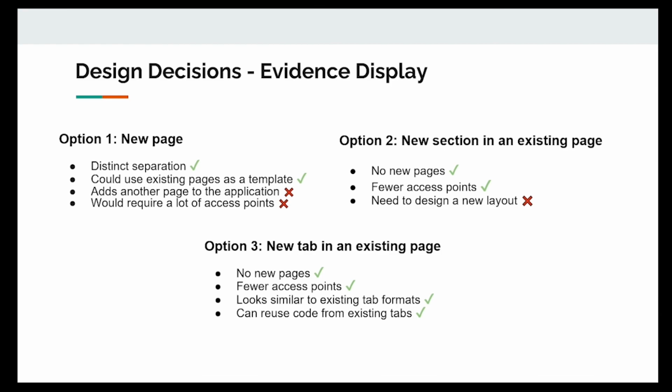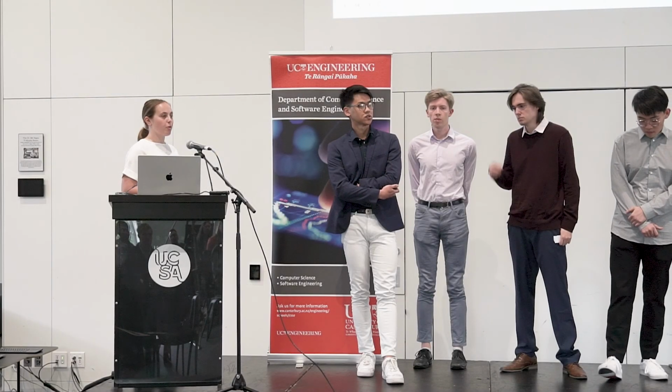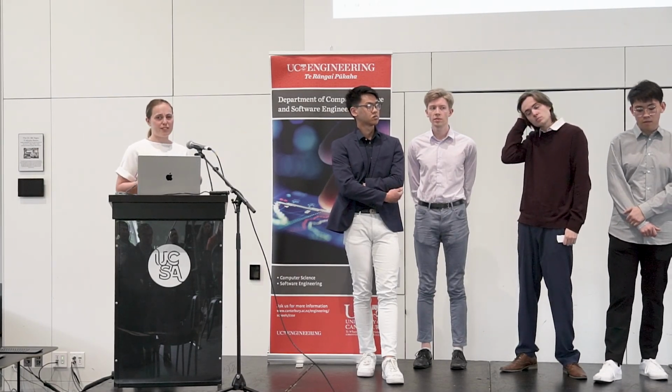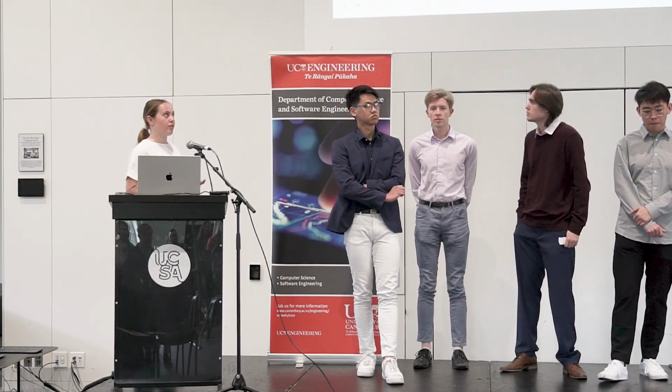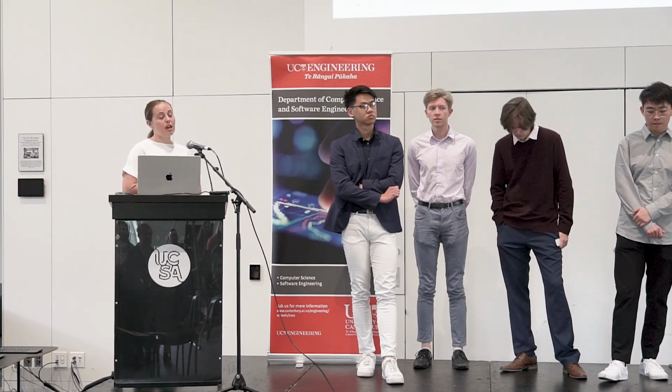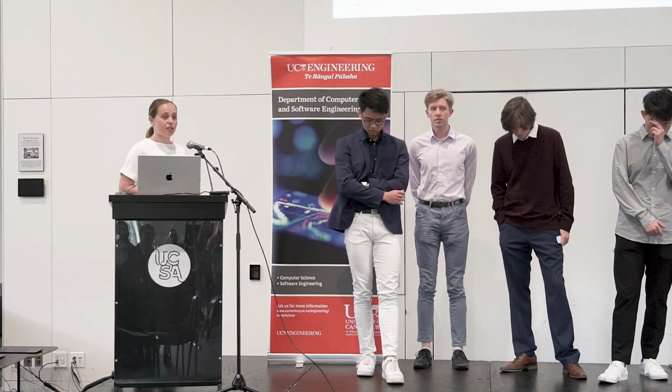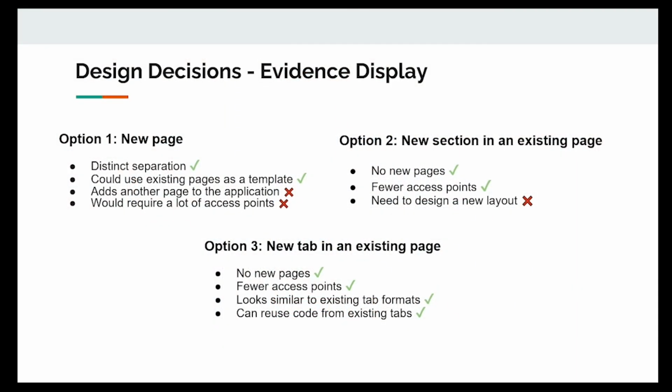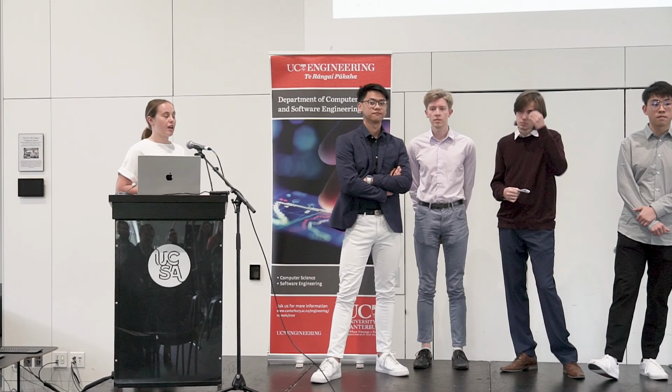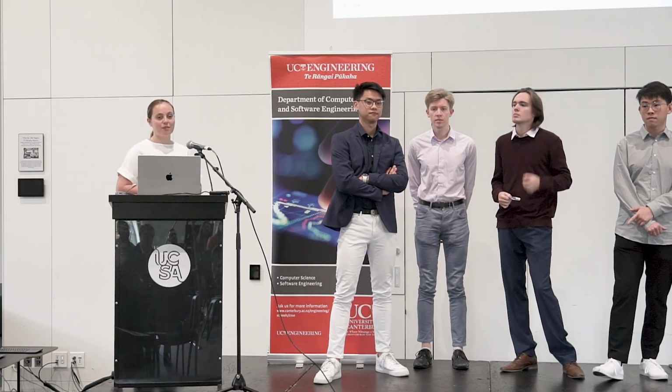Second option was to create a new section in an existing page, but we hadn't really had a design for sections as such, so we decided also not to go with that because we would have needed a whole lot more time redesigning a new feature. The third option was to use tabs, which we'd already used for deadlines, events, and milestones. So we could basically replicate that code, and so we decided to go with that option.